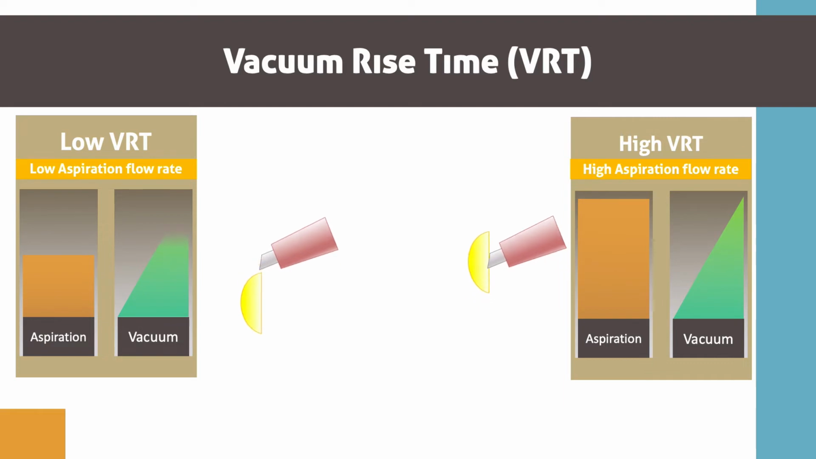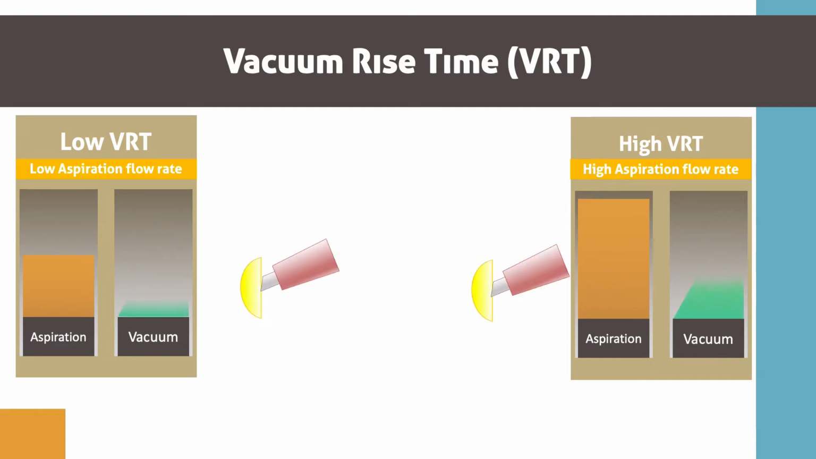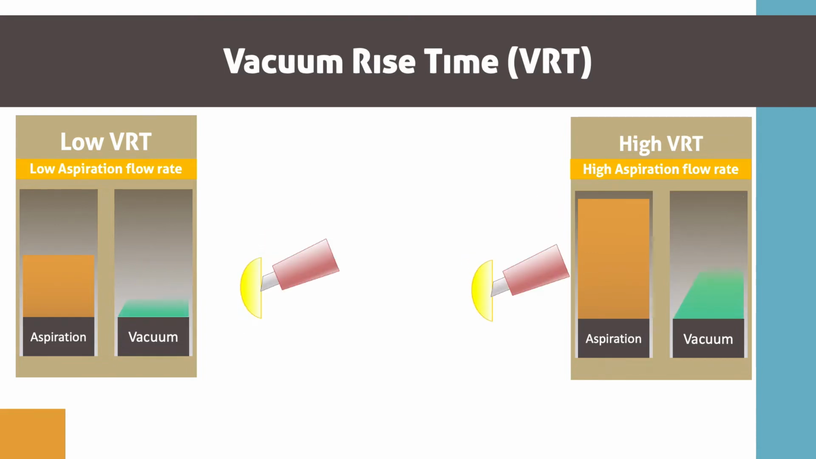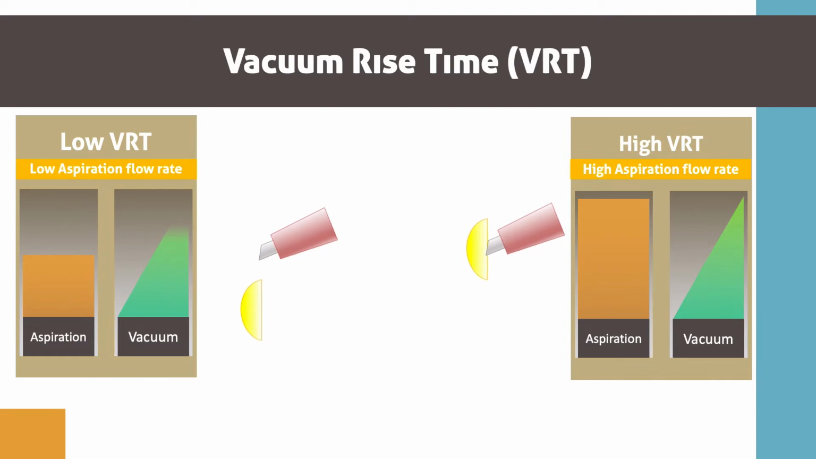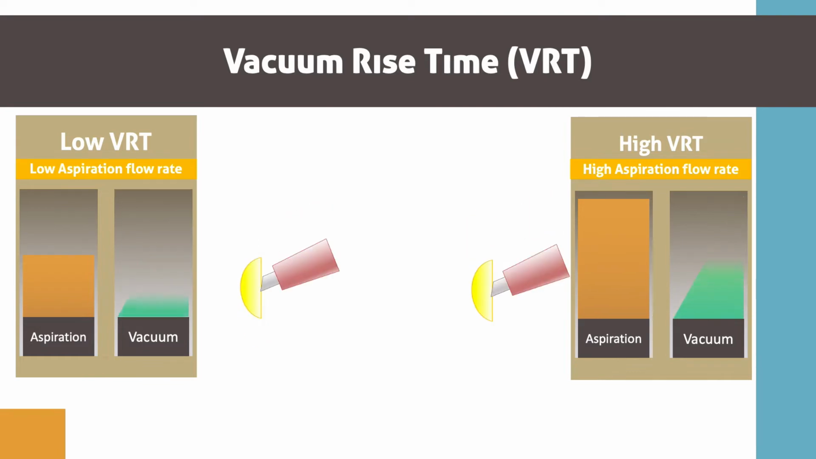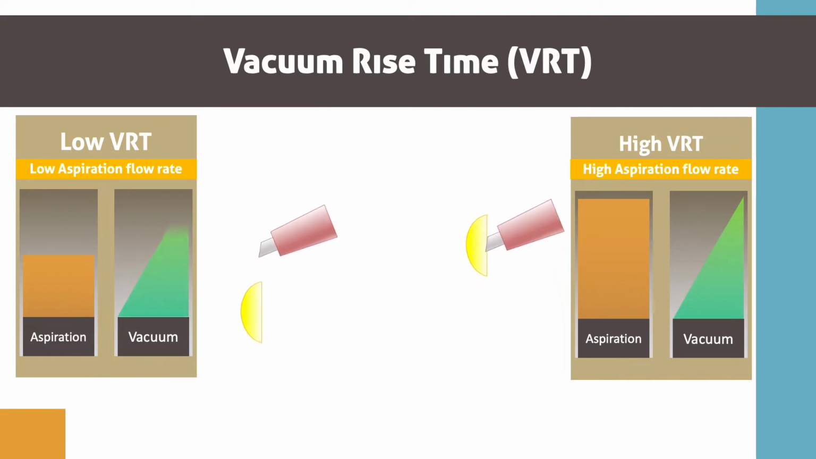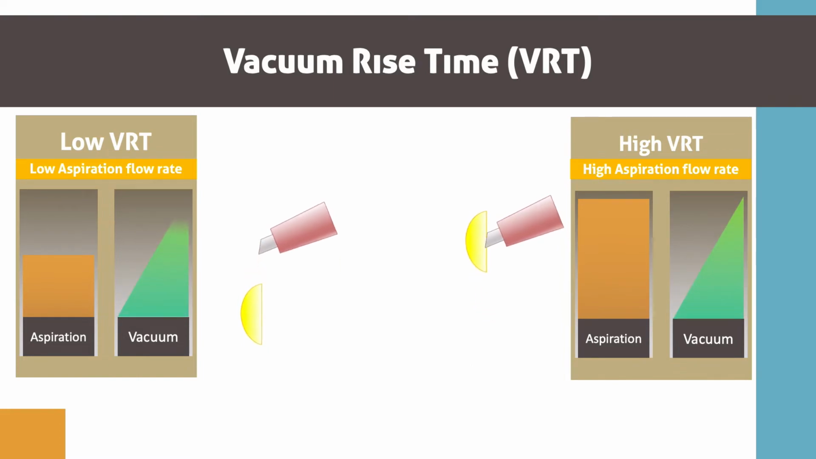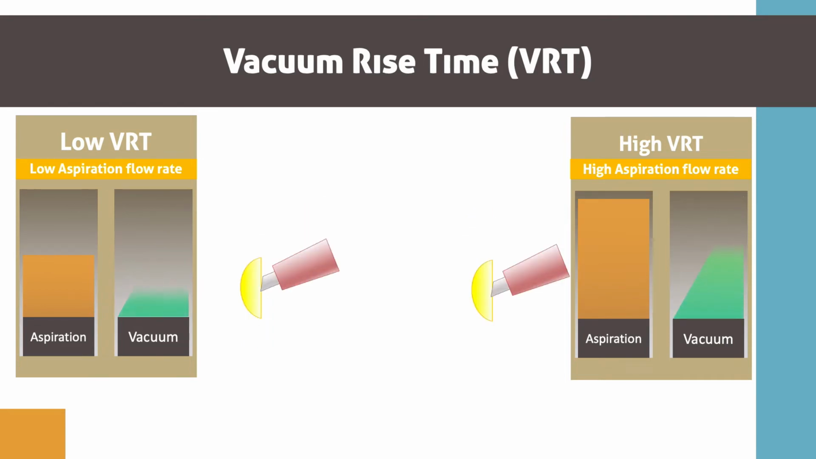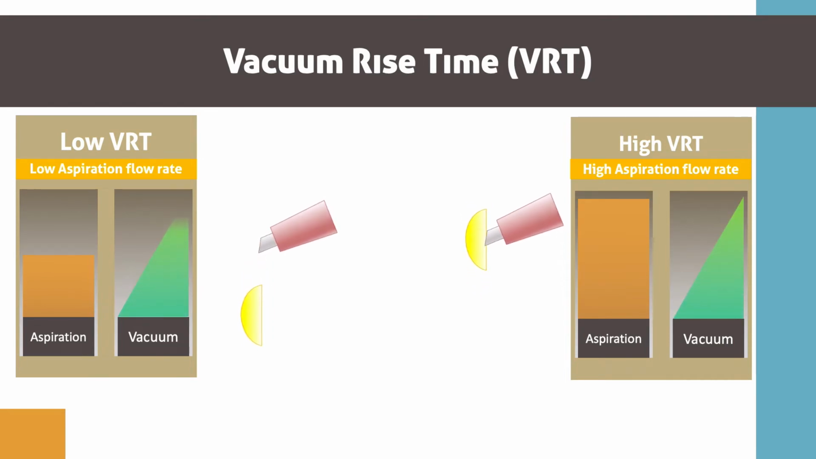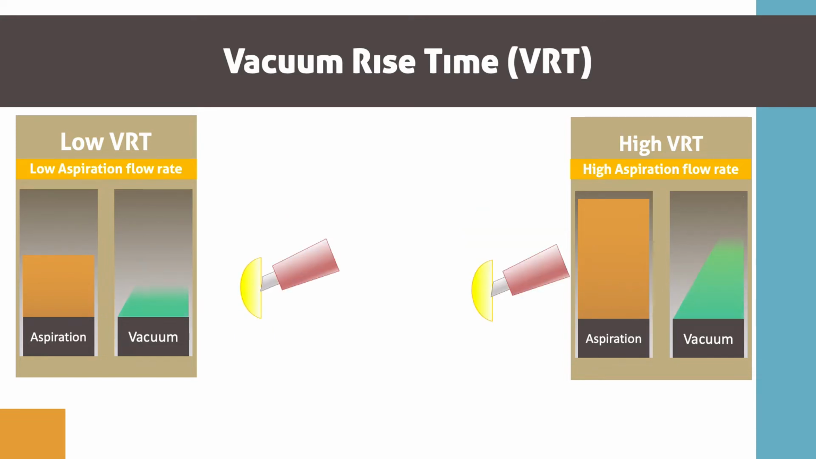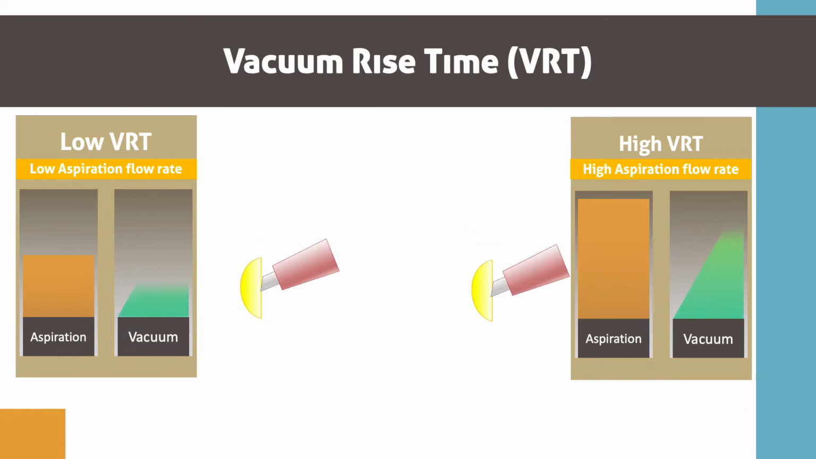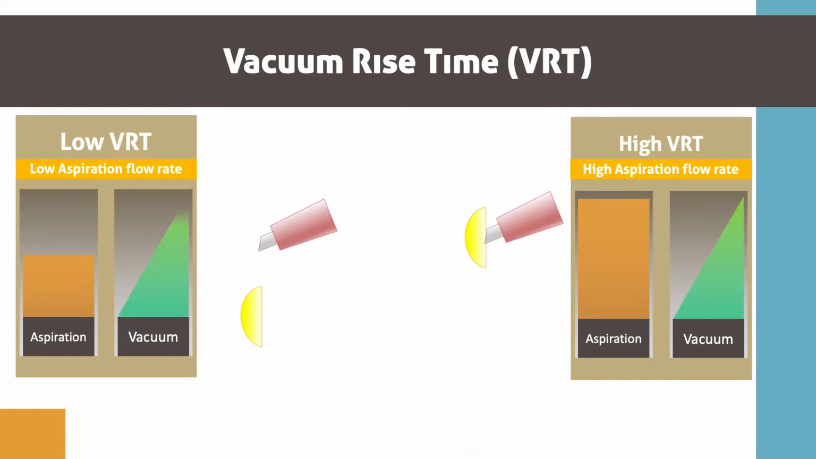What is vacuum rise time? It is the time needed for the vacuum to reach the maximum level, or how many seconds are needed to reach the maximum vacuum. It is controlled by the aspiration flow rate. So the aspiration flow rate controls the speed of vacuum to reach the maximum preset level, but the vacuum parameter controls the strength of holdability. So the speed is related to the aspiration flow rate, whereas the strength is related to the vacuum level. If the aspiration flow rate is low, the maximum vacuum needs more time to reach the maximum level.